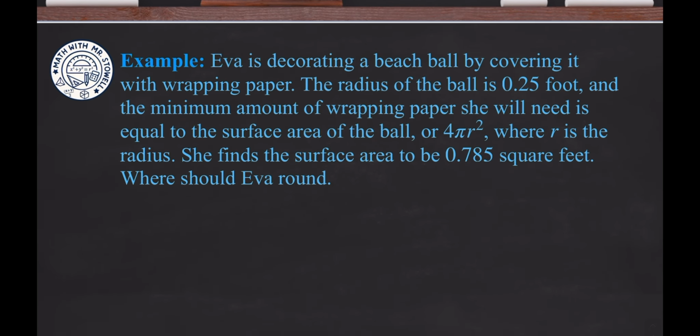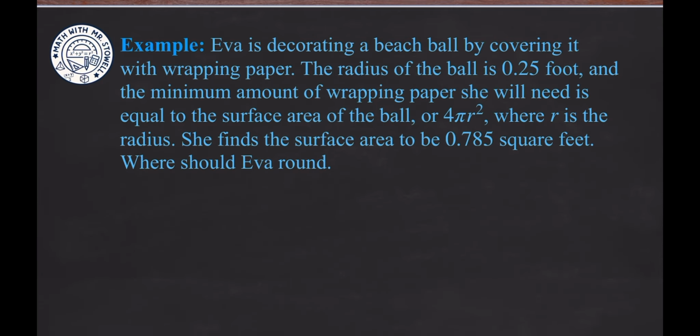We're told in this one, Eva is decorating a beach ball by covering it with wrapping paper. The radius of the ball is 0.25 feet. And the minimum amount of wrapping paper she will need is equal to the surface area of the ball, or 4 times pi times radius squared. That's how you find surface areas, by the way. Where r is the radius, she finds the surface area to be this amount, square feet. Where should Eva round? Okay, to be the most accurate, of course, we would not want to round anything.